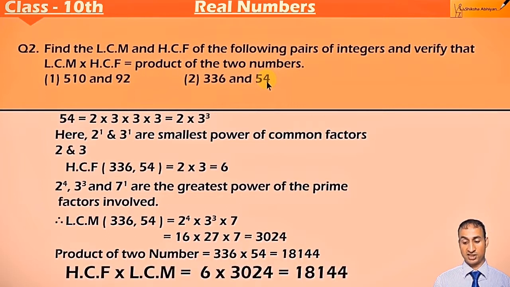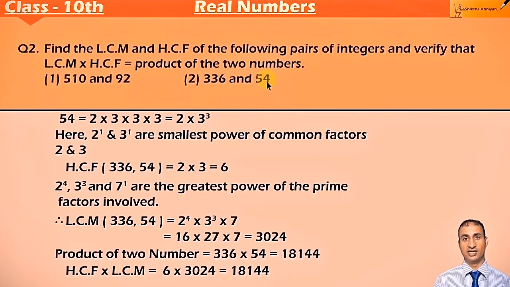Now the product of the two numbers, 336 into 54, is 18,144, and HCF into LCM, 6 into 3024, is also 18,144. So the relationship is verified. Question is completed.